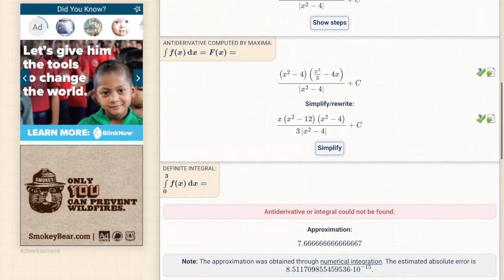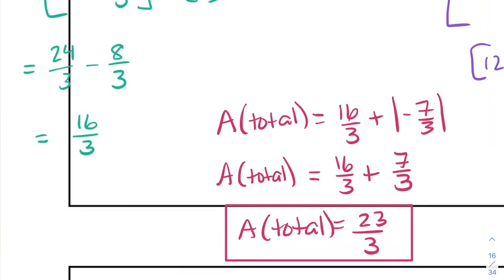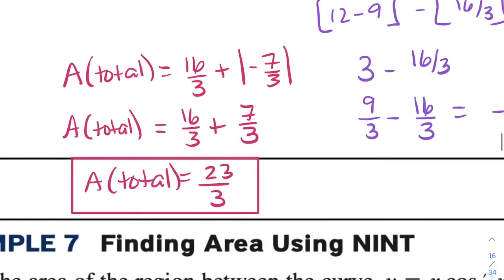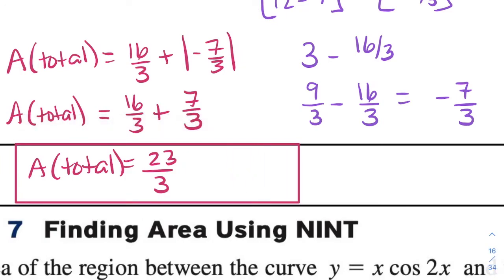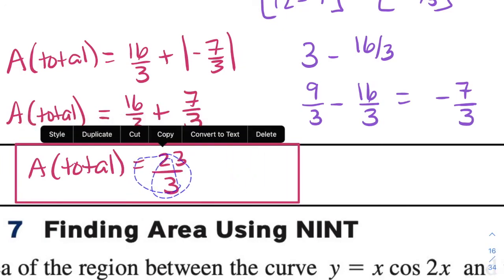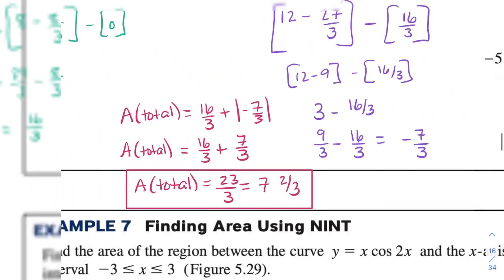Well, what did we get for an answer? 7 2/3. Let's see. What is 23/3? It's 7 2/3. So it equals 7 2/3. So it all worked out.